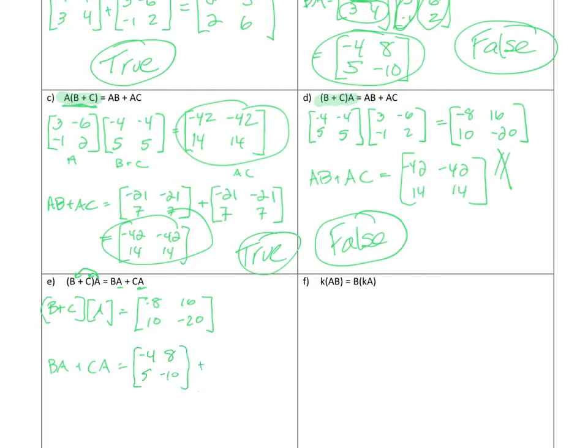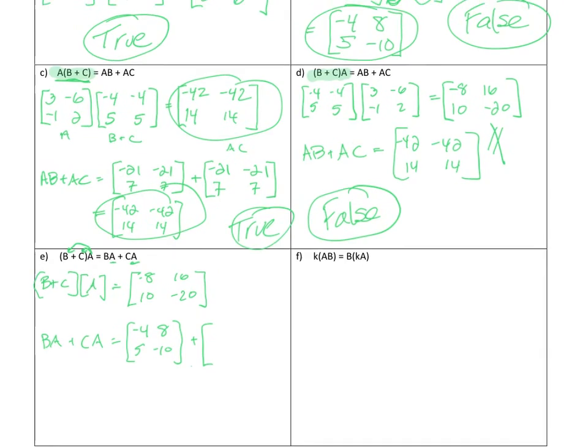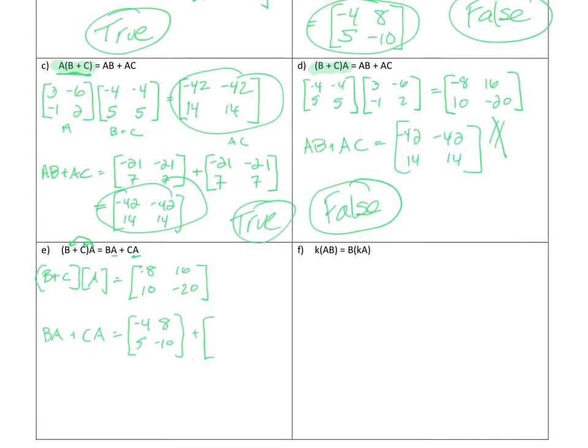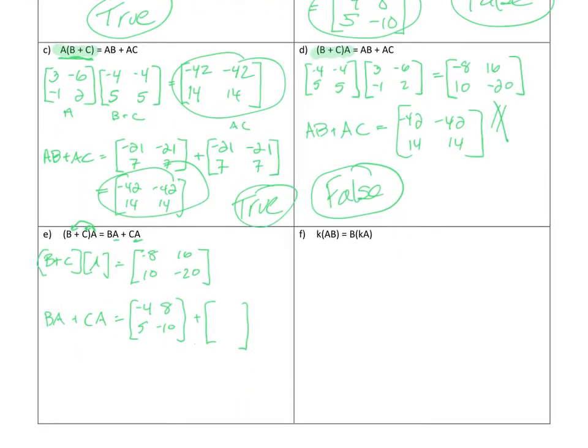And I have to add that to C times A, which I'm not sure I've multiplied C times A. Nope, I've only done A times C. So I'm going to have to multiply C times A. I'm going to have to do that out. So C is -3, -5, 2, 1. And A is 3, -6, -1, 2.